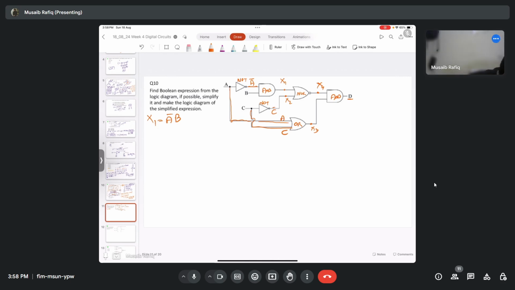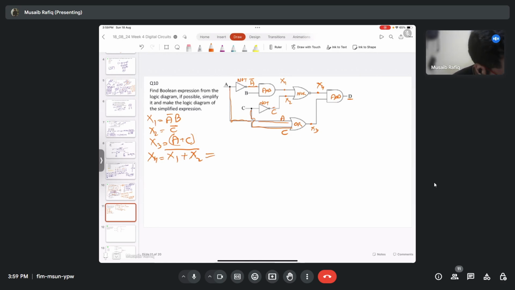Then I have X2. X2 is simply C bar. So X2 will be equal to C bar. And then I have X3, which is the output of an OR gate between A and C. So it will be A plus C. Then I have X4, right? So X4 will be equal to X1 NOR with X2. So how do I represent NOR? X1 plus X2 whole bar.